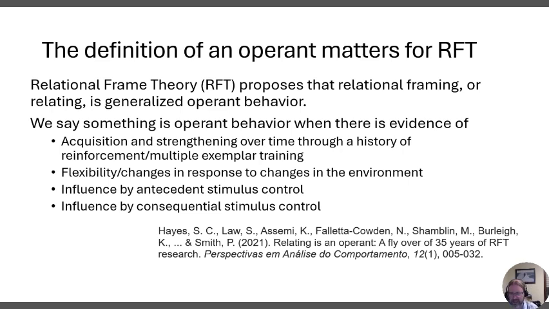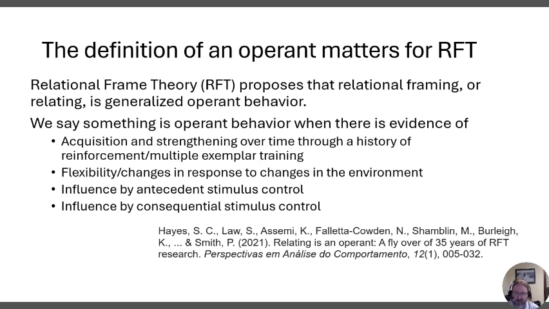Some of the reason why we think that is that when we look at operant behavior, there are some key definitions that we would look for, reviewed here in this paper about the past 35 years of RFT research. Operant behavior gets acquired and strengthened over time, and it happens through a history of reinforcement or multiple exemplar training. I'm thinking about that example of teaching someone to imitate, right? That imitation response gets acquired and strengthened over multiple examples, where there are training trials, and then the specific kind of reinforcement that teaches people what we mean by that operant class, what they need to do to get reinforcement for imitation.